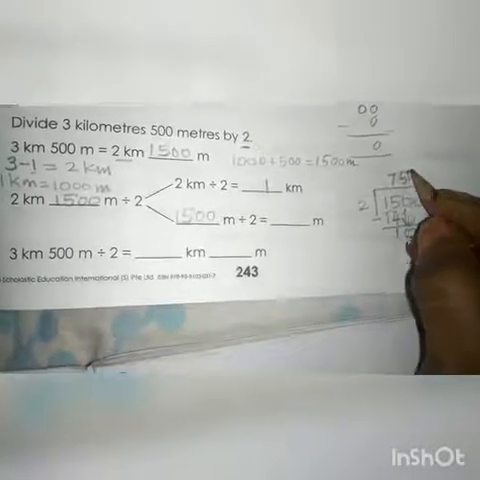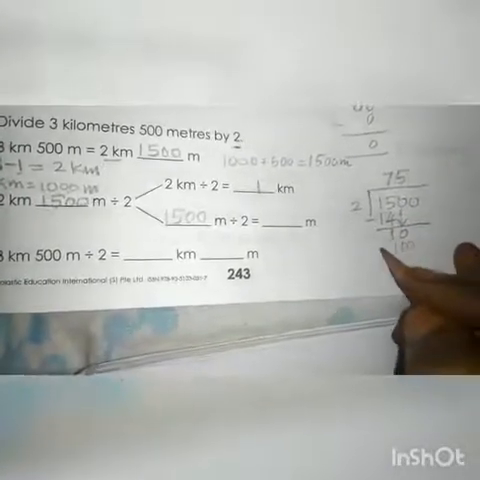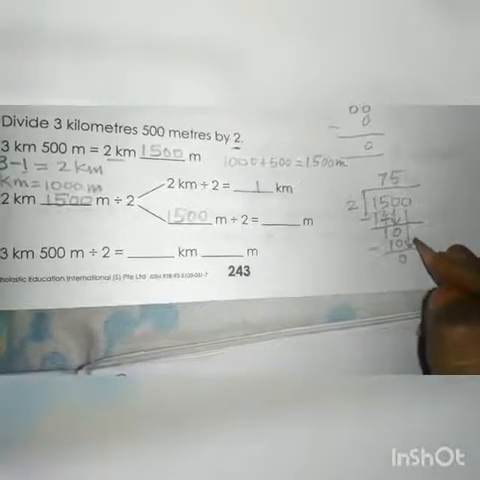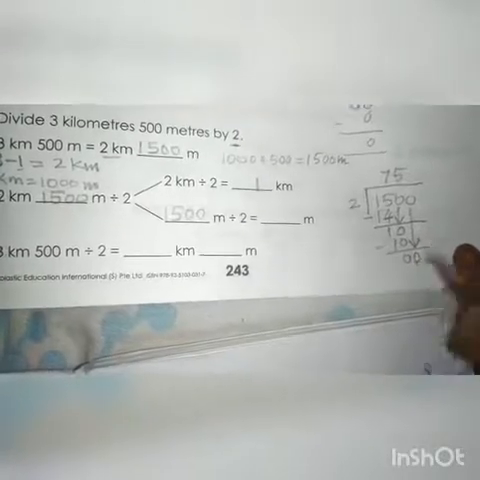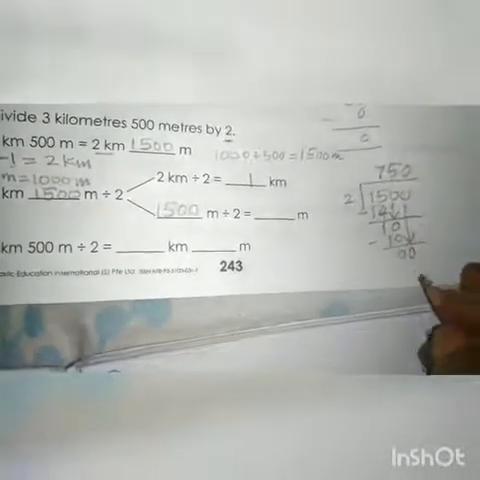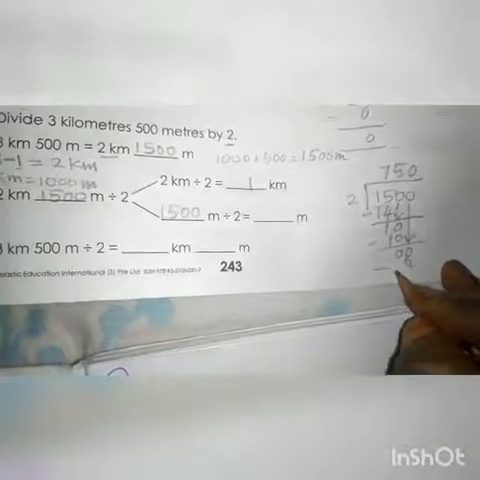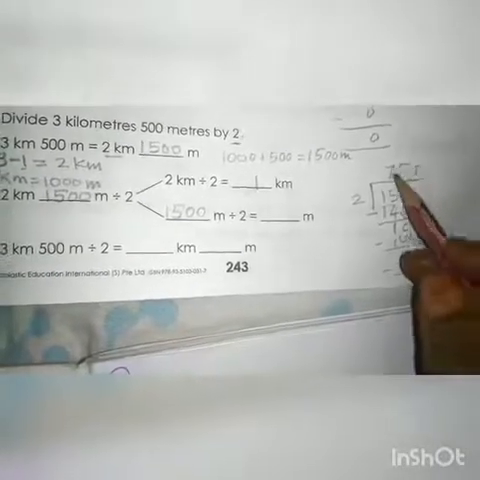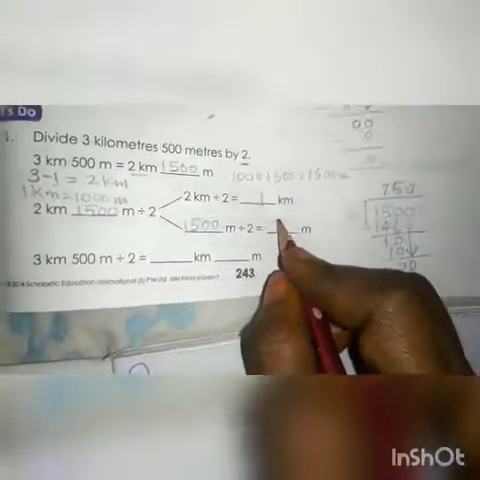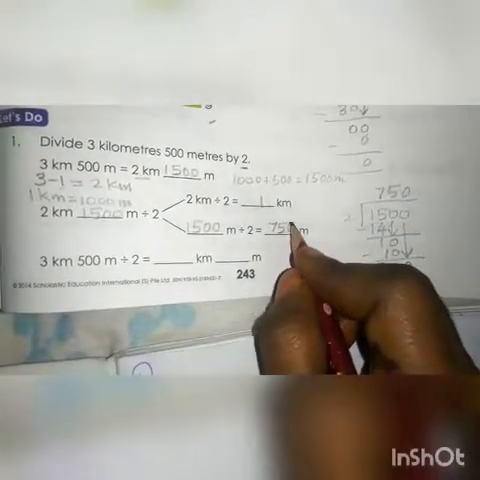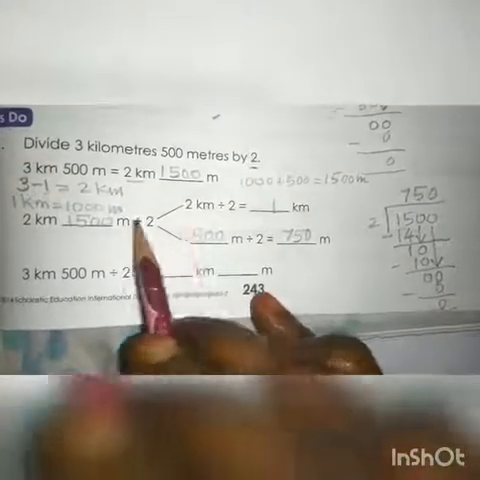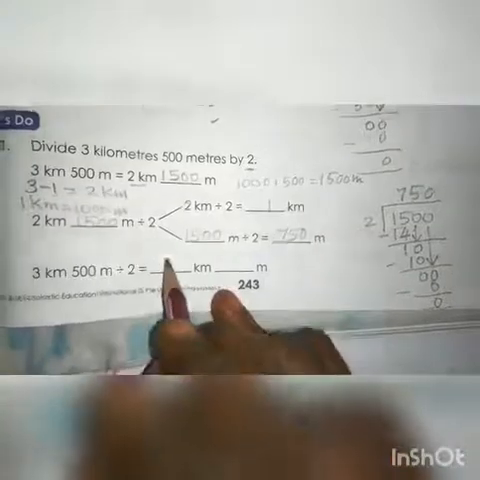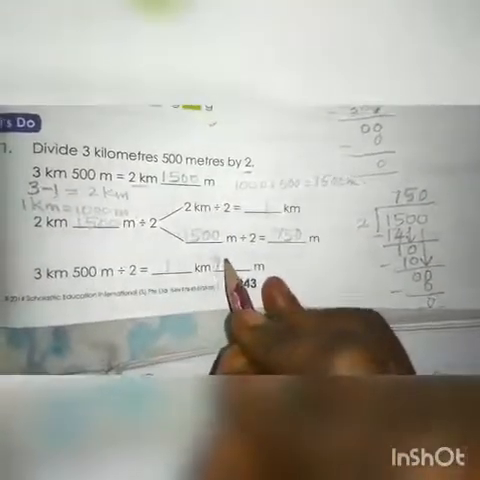5 times. So subtract this. 10 minus 10 is 0. Again bring down one more 0. How many times we will get 0? 0 2s are 0. So we have to complete. We have to stop up to this. Therefore we got the answer 750. 750 meter. After dividing this by 2, we got the answer as 1 kilometer 750 meter.